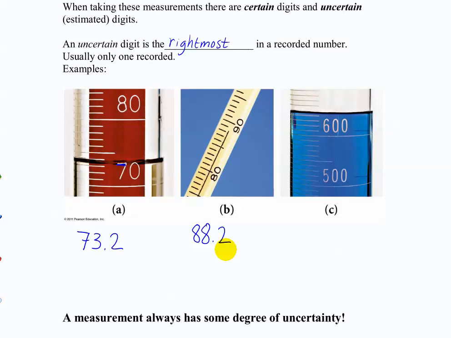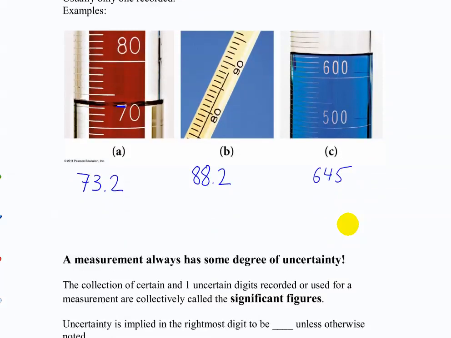On a digital balance, it sort of does that for you. The last digit on the digital balance is actually uncertain. All right, and then finally this one. Now the scale's a little bit different. What is it definitely bigger than? Definitely bigger than 600, and you might not be able to see it, but bigger than 640 as well. So what do we call this? 645. Okay. And again, all three of those digits are significant. Two are certain, one is uncertain. So those are the significant figures.